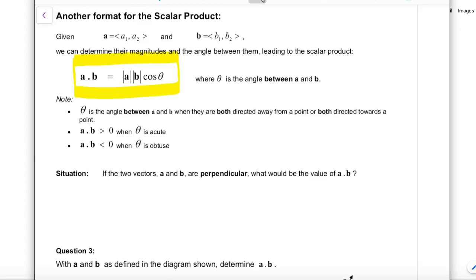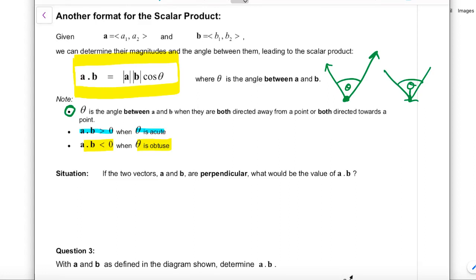A really important note here is that the angle between two vectors is when they're both moving away from a point, so this would be the angle, or when they're both moving towards a point. So be really, really careful about that. We'll see that in play in a moment. Just some extra notes: if the scalar product is above 0, then theta is acute, and if the scalar product is below 0, then theta is obtuse.